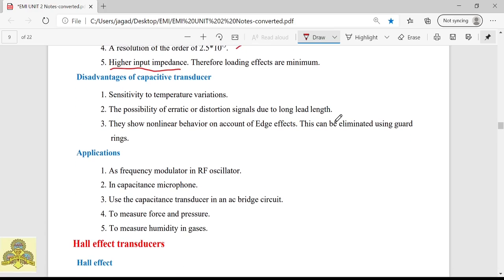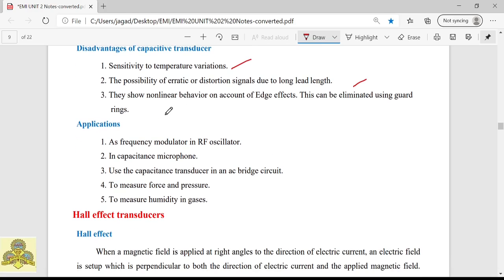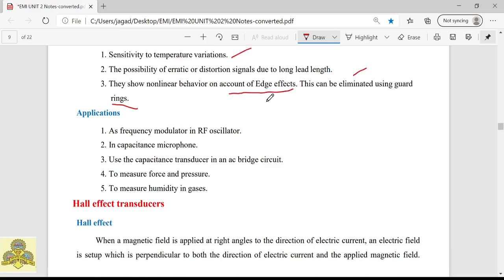What are the disadvantages of a capacitive transducer? It is very sensitive to temperature variations, and there is the possibility of an erratic or distorted signal due to long lead length. If you use long leads, then it may give some errors. They show non-linear behavior on account of edge effect. This can be eliminated using guard rings. So we have a special material called guard rings to avoid this edge effect.